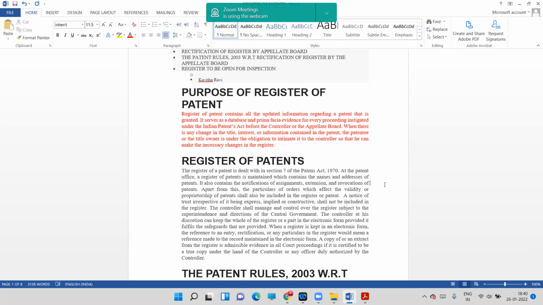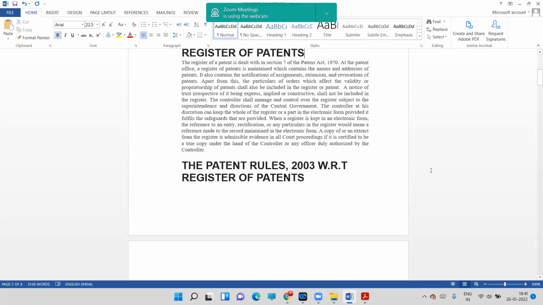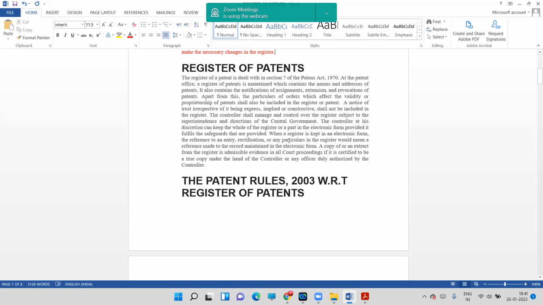A register of patents. The register of patent is dealt with in section 67 of the Patents Act 1970 at the patent office. A register of patent is maintained which contains the names and addresses of the patentees. It also contains the notification of assignments, extensions and revocation of patents.